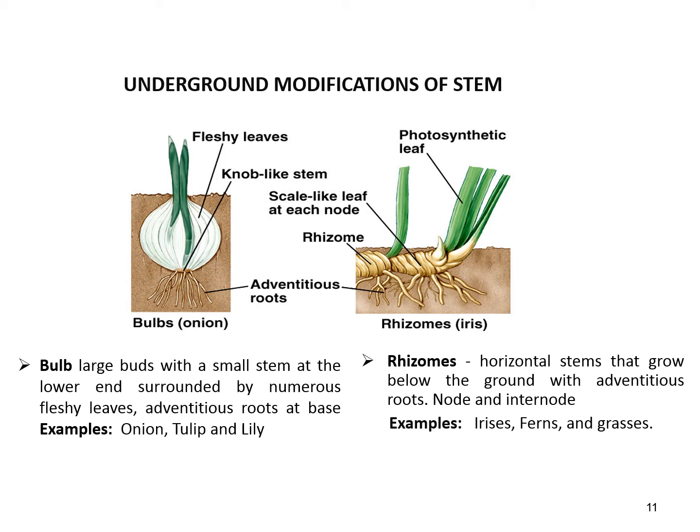Next one is rhizomes. Rhizomes are horizontal stems that grow parallel and underground with adventitious roots. They have nodes and internodes. And at each node, there is a brownish scaly leaf having buds in the axil. Examples are ferns and grasses.